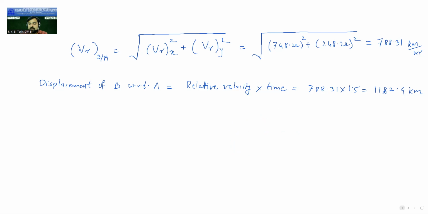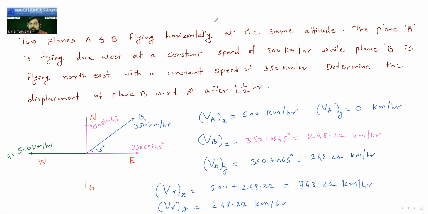Now see this numerical. This part is easy, we have done this earlier. Okay. This is the resolution in x direction, this is the resolution in y direction. Again, resolution in x direction, resolution in y direction. So velocity in x direction, velocity in y direction. For plane B, velocity in x direction, velocity in y direction.